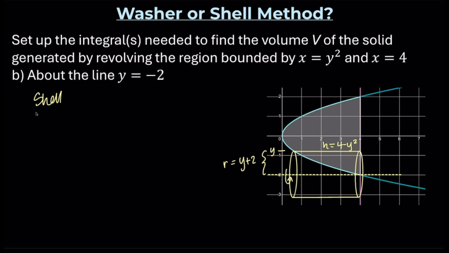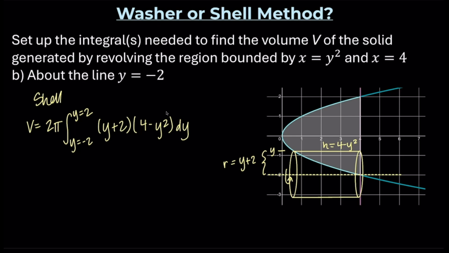So our shell method, our volume, is going to be 2 pi. I'll leave that on the outside. The integral from, all right, so our limits of integration have to be y values. So this extends from -2 to 2. So we have y equals -2 to y equals 2. And then the radius times the height. So the radius, we said, was quantity y plus 2. And the height is the quantity 4 minus y squared, dy.